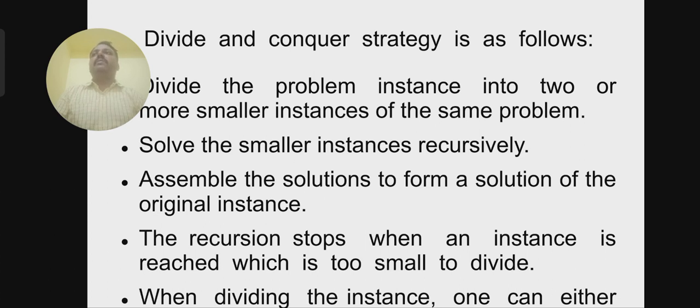When dividing the instance, one can either use whatever divisions come most easily to hand, or spend time making the division carefully so that the assembly is simplified.